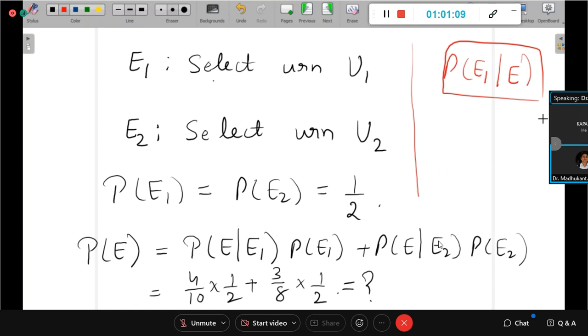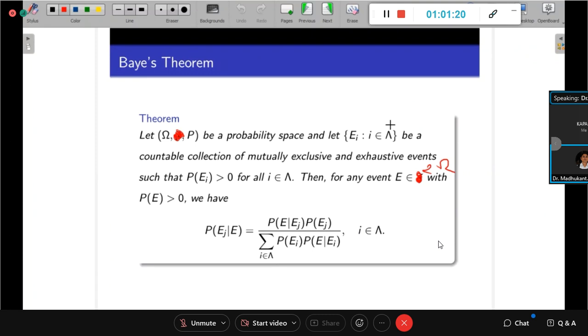So this is a kind of inverse problem. Selecting urn 1 means you have got the head, so you have the probability of getting head. This is what you have to answer by the Bayes theorem. The Bayes theorem has similar statements: let (Omega, F, P) be a probability space and let the E_i be a countable collection of mutually exclusive and exhaustive events such that probability of E_i is greater than 0. Then for any event E with probability of E greater than 0, this holds.